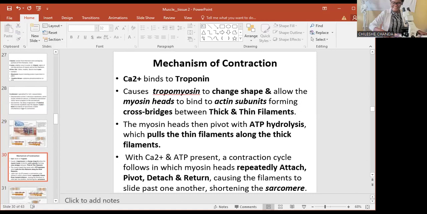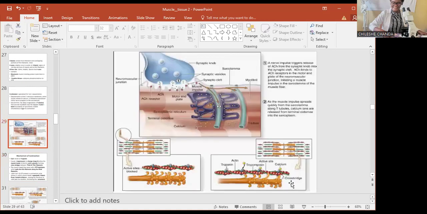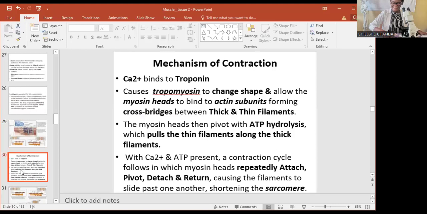So, mechanism of contraction. Calcium binds to troponin. Remember, we said that on troponin we have calcium binding sites. So calcium will bind to troponin, and this will cause tropomyosin to change shape and allow the myosin heads to bind to actin subunits.